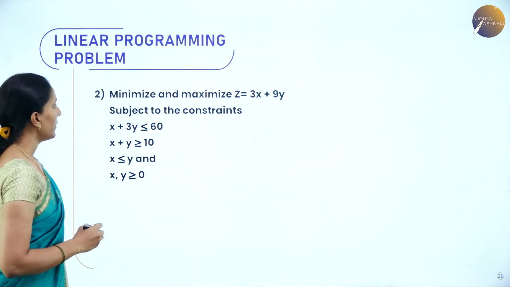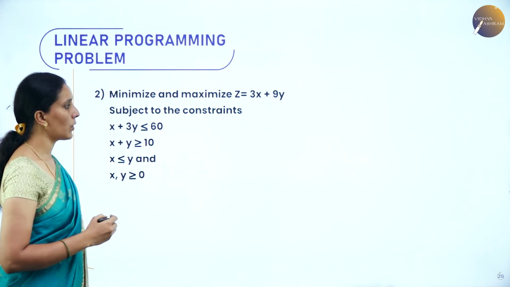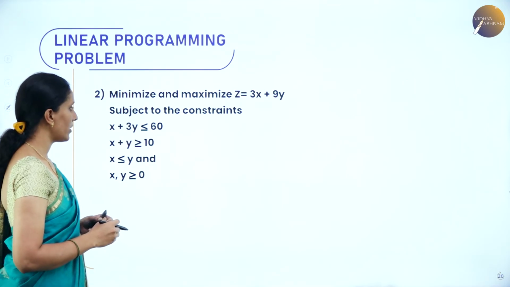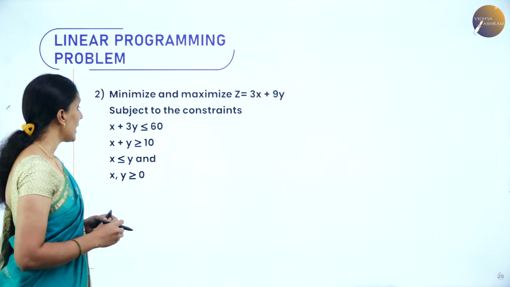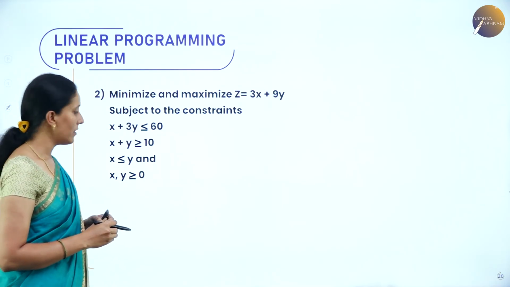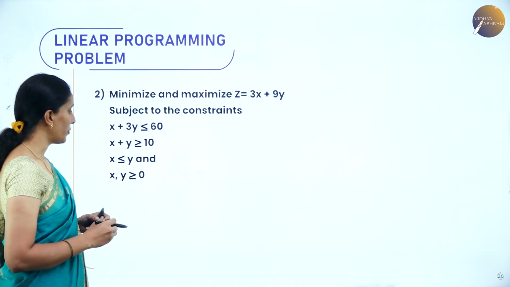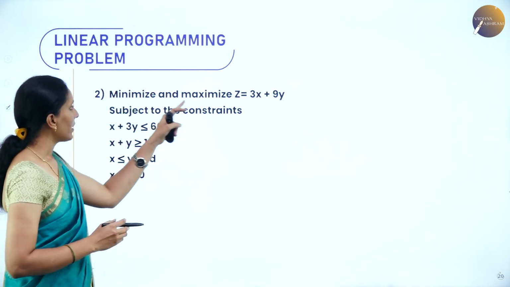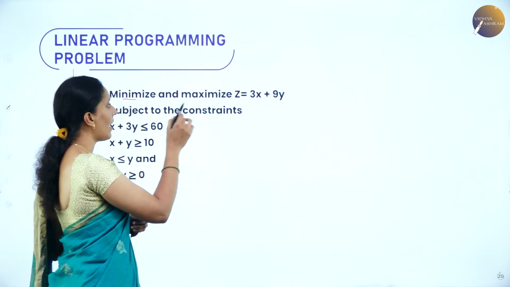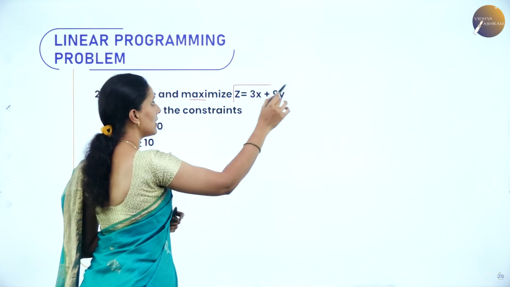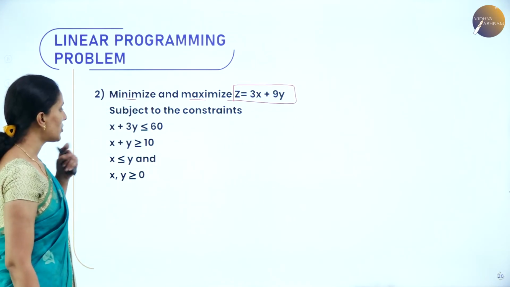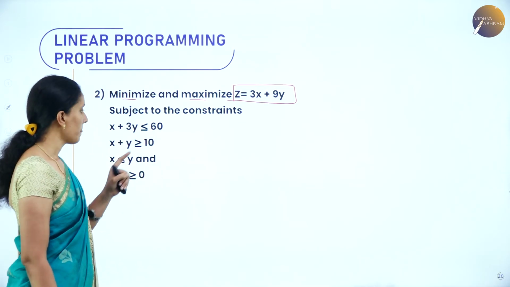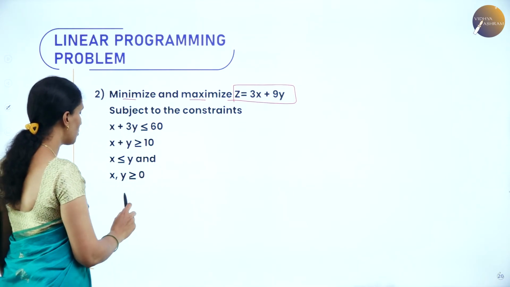Next one. Minimize and maximize z is equal to 3x plus 9y subject to the constraints x plus 3y less than or equal to 60, x plus y greater than or equal to 10, x less than or equal to y, and x, y greater than or equal to 0. So, our aim is to find both the minimum value and the maximum value for this linear function. What are the constraints we have? x plus 3y less than or equal to 60.